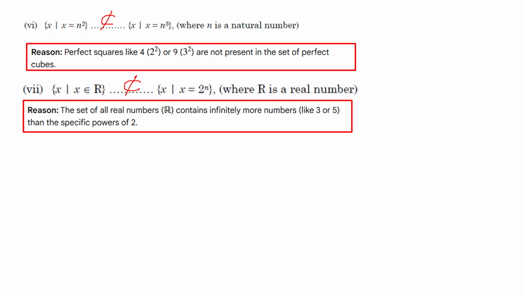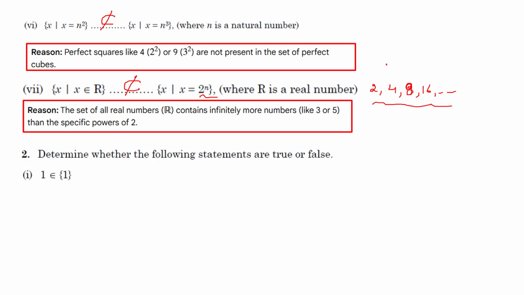So 2 to the power n means what? It will have the numbers 2, 4, 8, 16 and so on. But real number will have many things, negative number, positive number, 0. So it doesn't come under this. So it is not a subset.